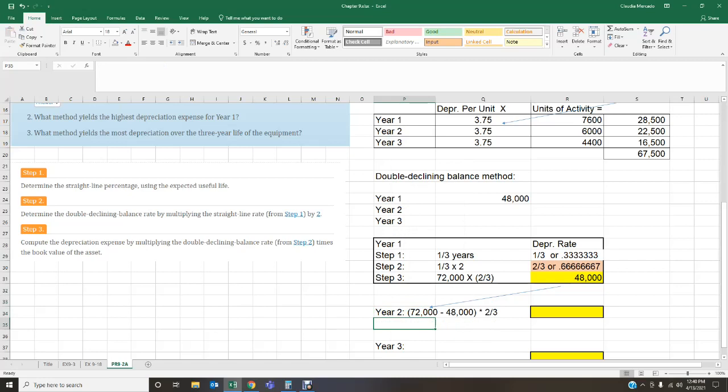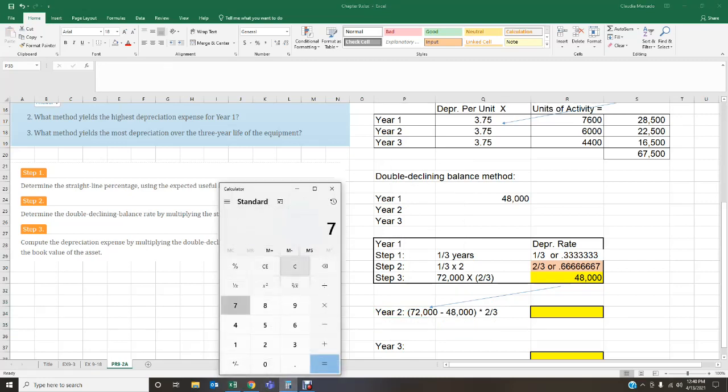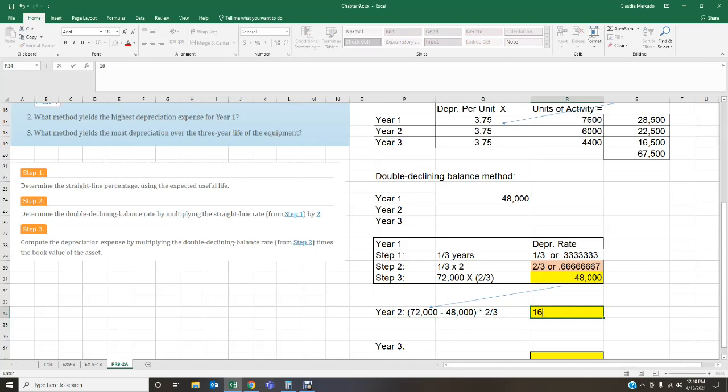So it'll be the initial cost, $72,000, minus my depreciation for year 1, which is $48,000. That gives me $24,000, times my rate, which is 2 over 3. And that gives me a depreciation for year number 2 of $16,000. So your rate is 2 over 3 in this particular example. That's step 2. So 16,000 is the depreciation for year number 2.